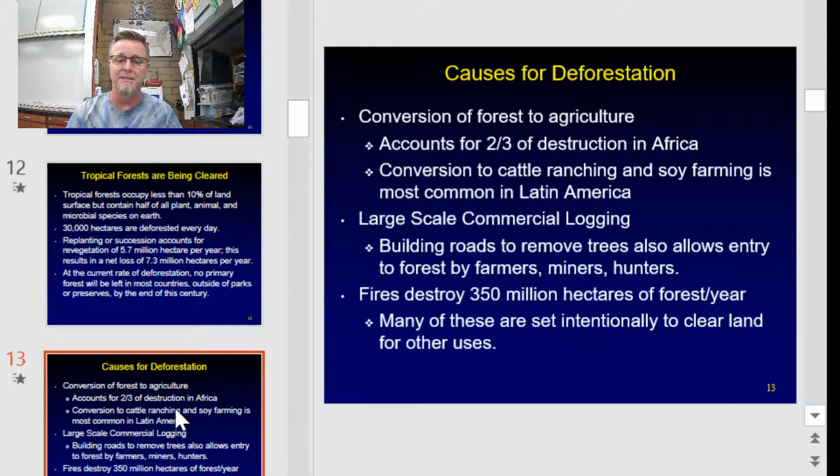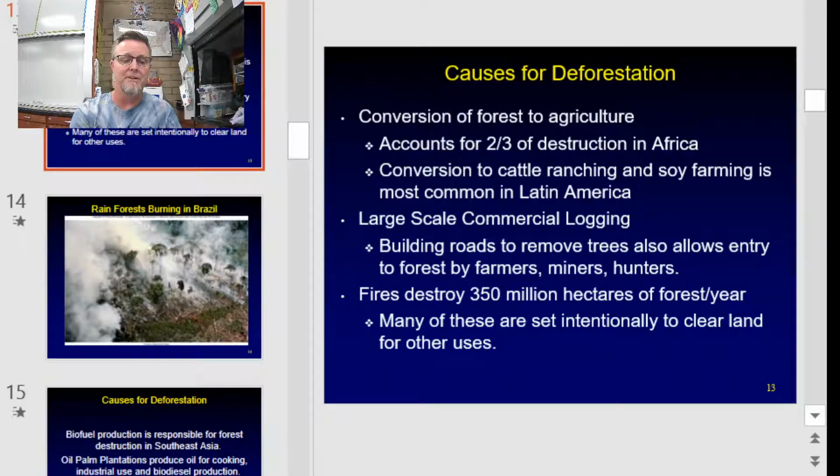That increases pollution, erosion, invasive species. It fragments once contiguous pieces of habitat, creating an edge effect where the edges are dry and more susceptible to fire. Fires destroy 350 million hectares of forest per year. And many of those fires are actually set intentionally. It's not accidental. They set them intentionally so that they can simply have an easier way to clear the land.